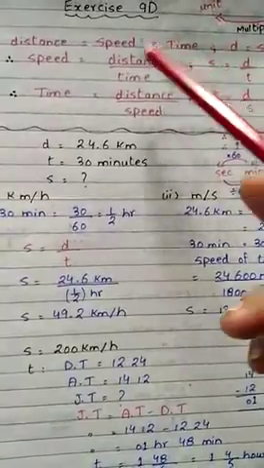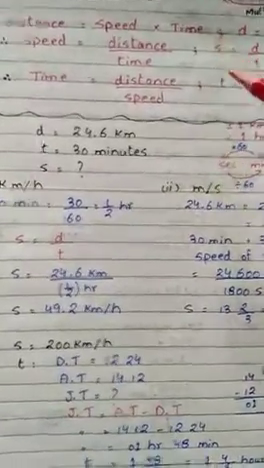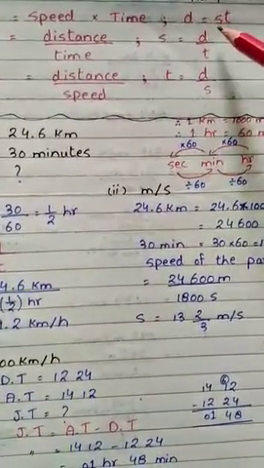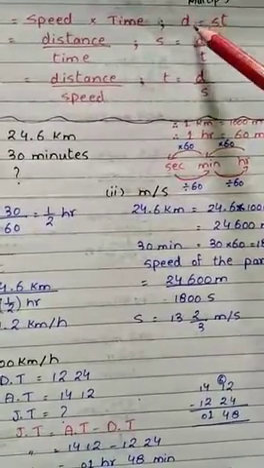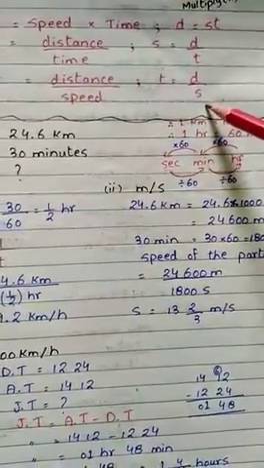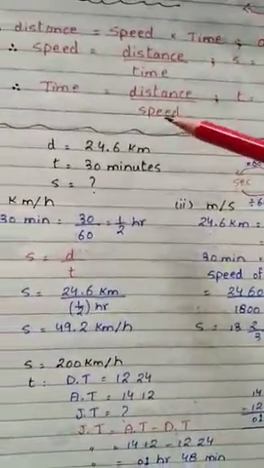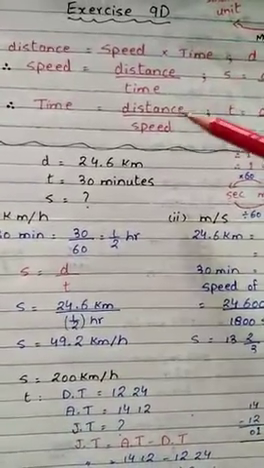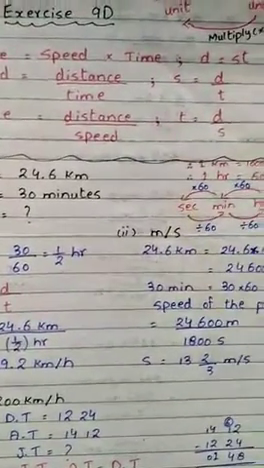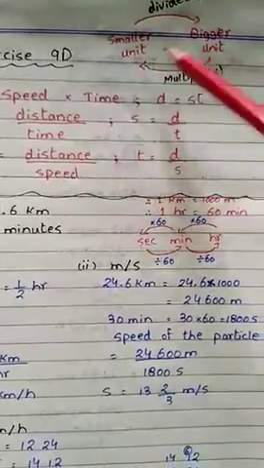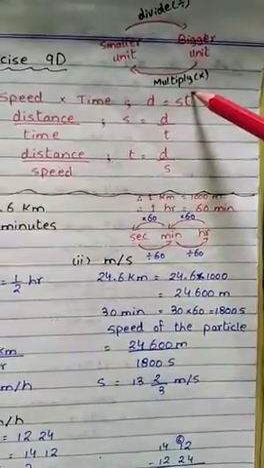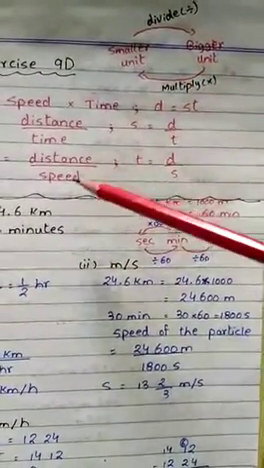So the main basic formula is distance is equal to speed multiplied by time, or in short we can write it as D is equal to ST. D stands for distance, S stands for speed, and T stands for time. So D is equal to ST, or S is equal to D over T, or T is equal to D over S. These are the three main formulas which we use in this exercise 9D, and you just need to remember one more thing: when we convert from a smaller unit to a bigger unit, we divide, and when we convert from a bigger unit to a smaller unit, we multiply. So these are the two main things which you need to remember.